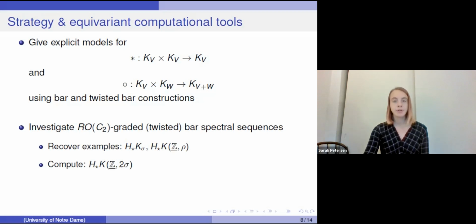and K Z rho, where Z is the constant Mackey functor and rho is the regular C2 representation. I additionally compute the homology of Z2 sigma using the twisted bar spectral sequence. However, when applying the twisted bar spectral sequence to compute the homology of other Eilenberg-MacLane spaces, for example, K2 sigma, I find that there are arbitrarily long equivariant degree shifting differentials. And for this reason, I opt to take another approach to completing this computation.